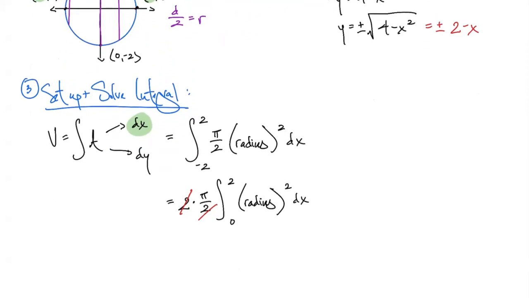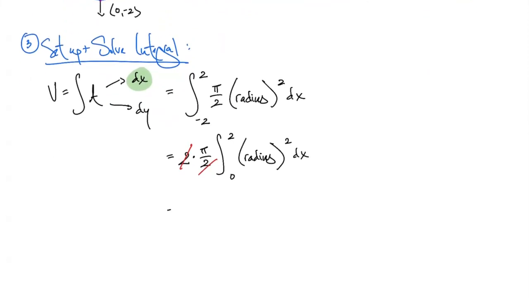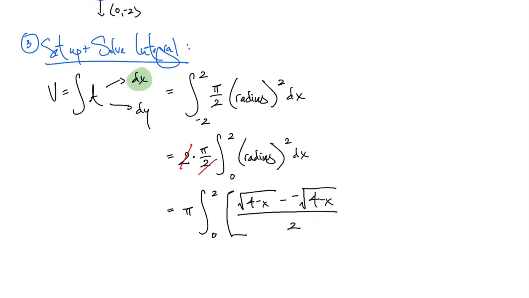Exactly. Okay. So pi, the integral from 0 to 2. My top function is square root of 4 minus x squared minus the bottom function, which is negative square root of 4 minus x squared, all over 2. Right? So on the top is my diameter, on the bottom, cutting it in half makes it the radius. I'm going to square it, dx.